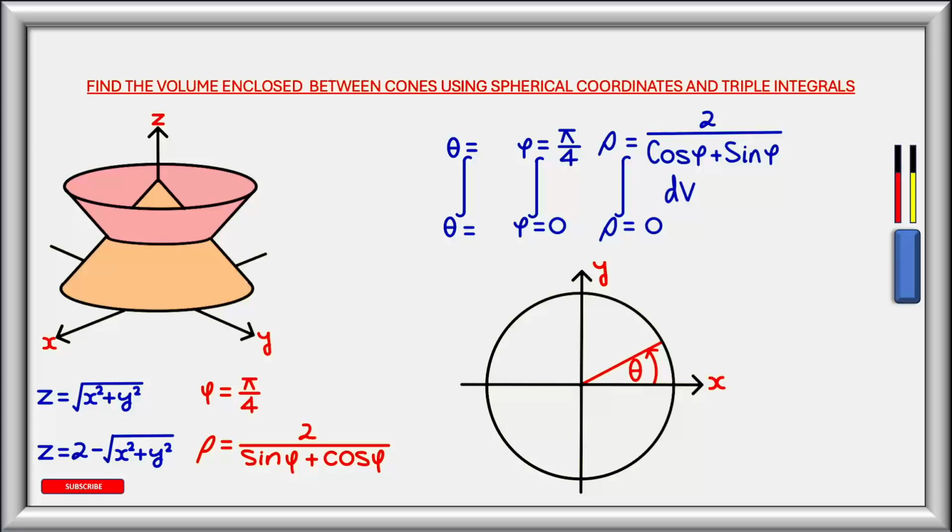And for theta, let's use this diagram to look down the z-axis onto the xy plane. In spherical coordinates, theta represents the angle of rotation in the xy plane around this circular shape formed by the intersection of the two cones, and is measured from the positive x-axis in a counterclockwise direction.